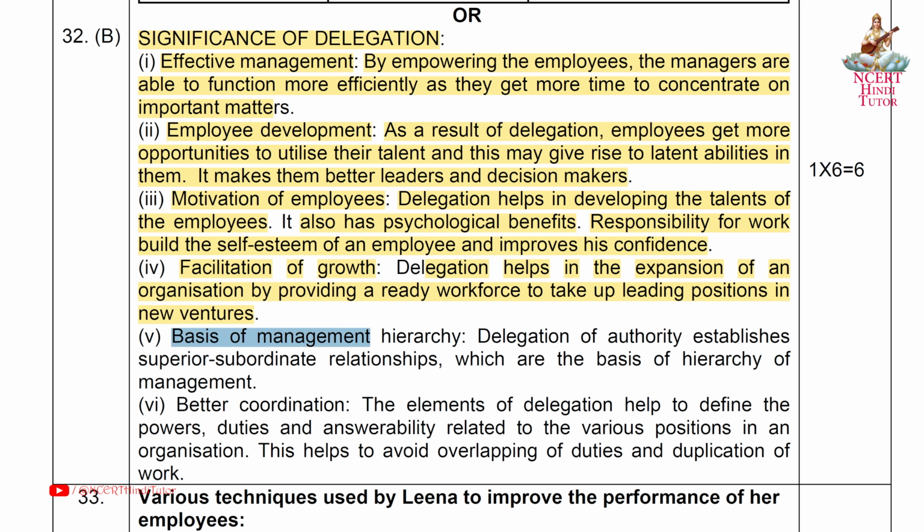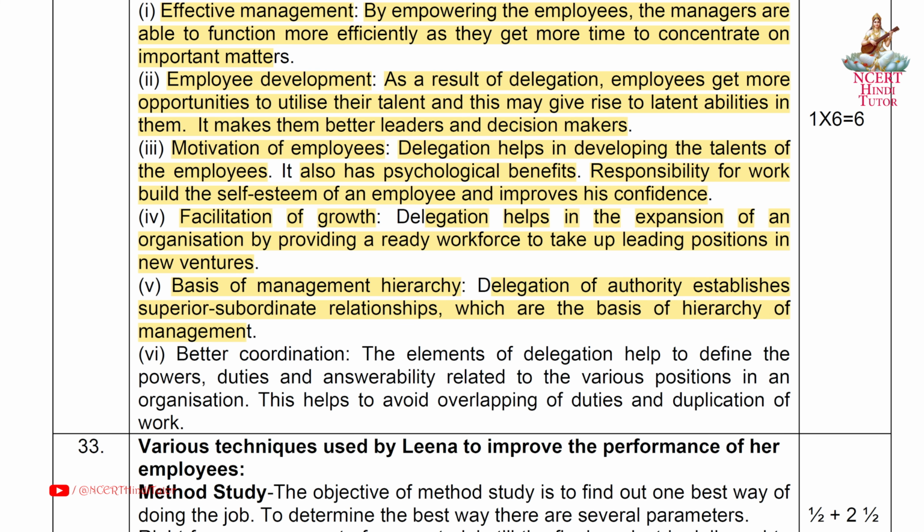Fifth, basis of management hierarchy. Delegation of authority establishes superior subordinate relationships, which are the basis of hierarchy of management. Sixth, better coordination. The elements of delegation help to define the powers, duties, and answerability related to the various positions in an organization. This helps to avoid overlapping of duties and duplication of work.